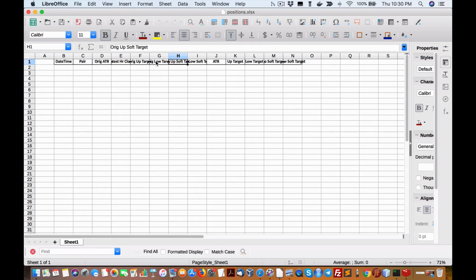Another consideration is what we call a soft target. The original up target and original low target are hard targets. The soft target is usually half the ATR. If you weren't sure on the risk of the asset, you can sometimes put on half a position, a quarter position, or three-quarters of a position. It just depends upon how you feel on the risk. If you are not sure on the whole position, you can put half a position on, and then you can also calculate the soft target.